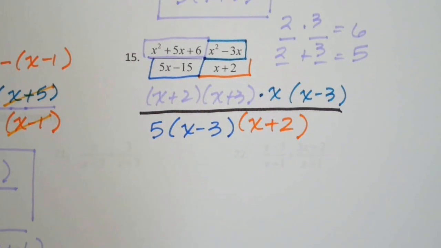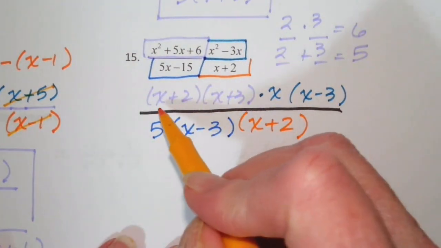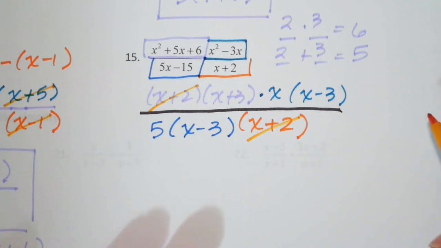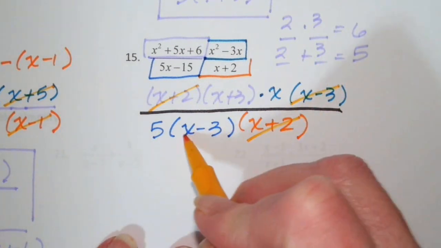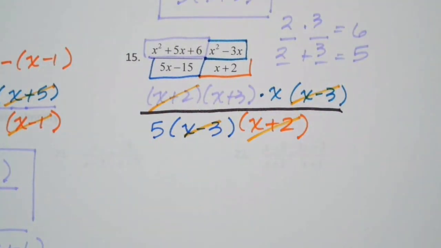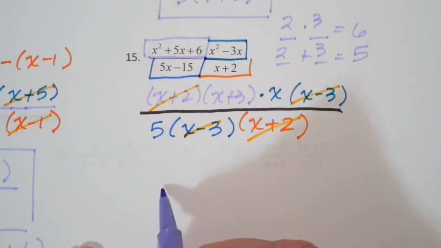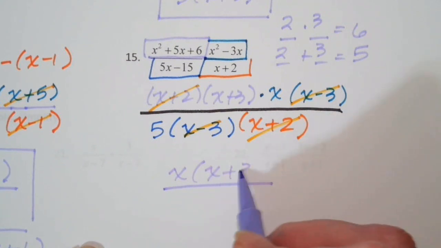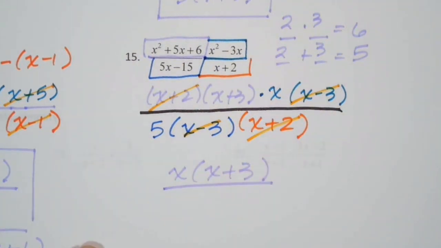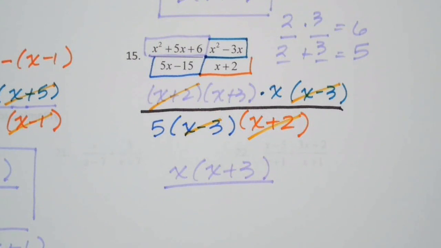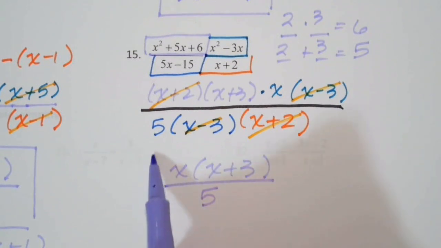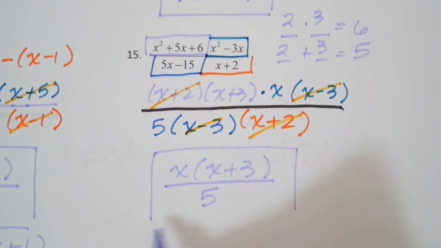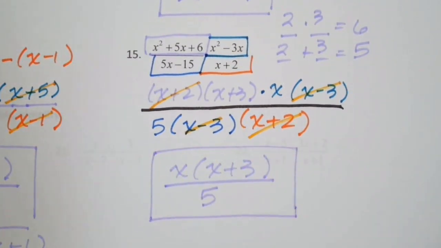Now I can reduce the factors that they have in common. So x plus 2 is a common factor. X minus 3 is a common factor. So my final answer in my numerator, I have an x times x plus 3, and that is divided by 5. Okay, good place to stop and switch videos.